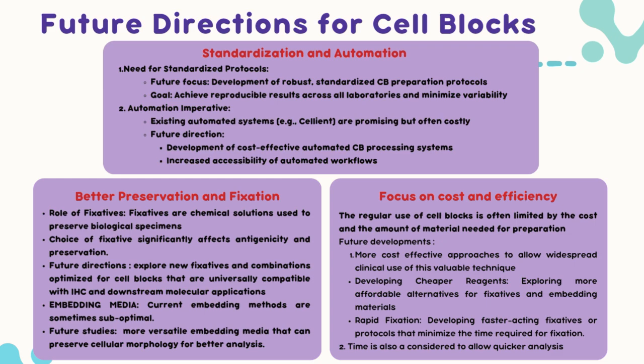Second is fixative. Fixatives are essential for preserving cell samples, but not all of them work well with every technique. Future research should focus on finding better fixatives and embedding materials that improve cell structure and analysis quality. Last but not least, cost is a major barrier to widespread use. We need to find cheaper fixatives and embedding materials. Furthermore, faster fixation techniques will also help reduce waiting time and speed up analysis. In short, improving these three keys will make cell block technology more effective, accessible, and reliable.